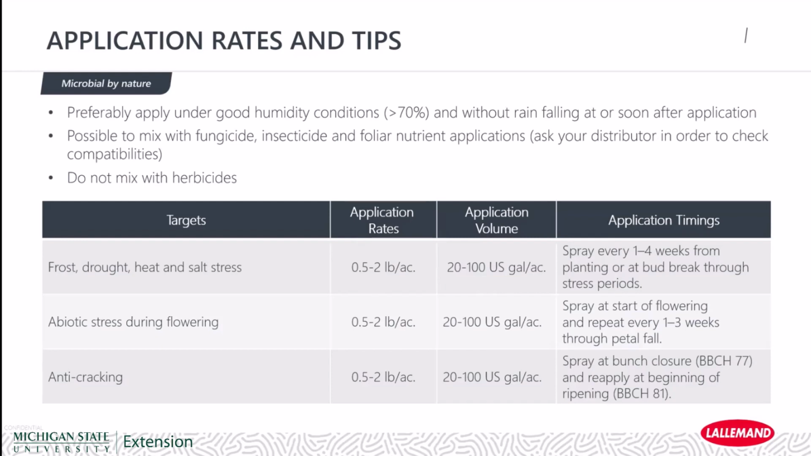So for frost, drought, heat, and salt stress, the application rates are 1/2 a pound to 2 pounds an acre in a volume of 20 to 100 gallons, spraying once every 1 to 4 weeks. So from bud break through stress periods.